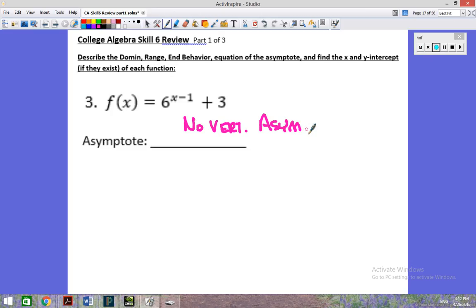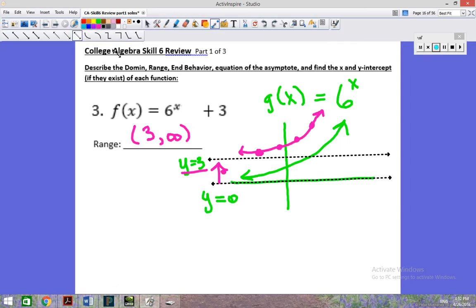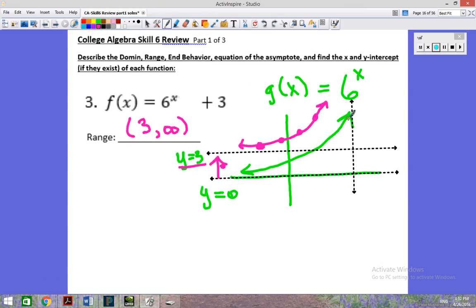There is not a vertical line that the graph is getting closer and closer to without touching. If you draw a vertical line over here, to properly draw this graph, it's crossing that line, and it's crossing this. So there is no vertical asymptote.